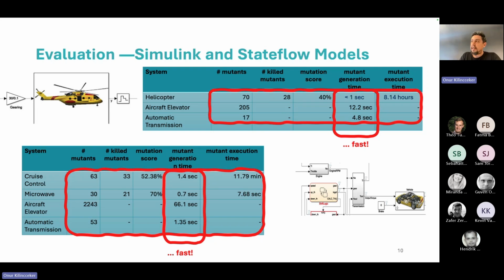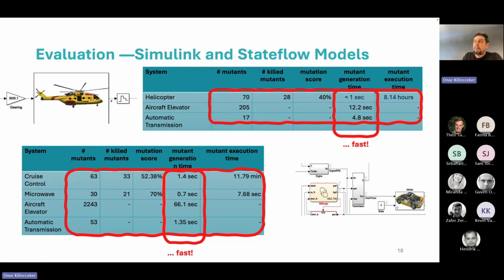improve their test cases. And then the first step is to generate mutants. And you see the time over here. Our tool is very fast for mutant generation. So in seconds, it generates hundreds or thousands of mutants.